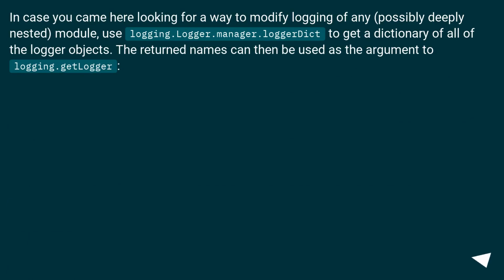In case you came here looking for a way to modify logging of any, possibly deeply nested, module, use logging.Logger.manager.loggerDict to get a dictionary of all of the logger objects. The returned names can then be used as the argument to logging.getLogger.